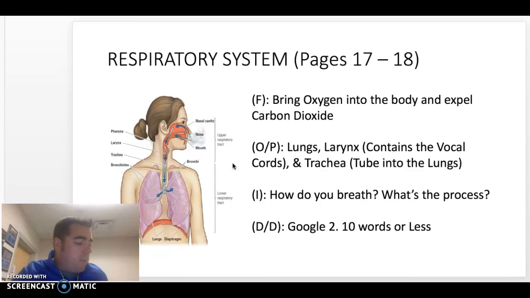The last thing you need to have in your notes is that I need you to Google two dysfunctions or two diseases of the respiratory system. Please do not choose lung cancer, we've already talked about that, but pick two. Make sure you can put them in your notes in 10 words or less. Some of the things you might find are bronchitis, asthma, maybe pneumonia, things like emphysema. You might find allergies, but allergies are tricky because they can fit into another system that we're going to talk about later down the road. So make sure you have that stuff in your notes.